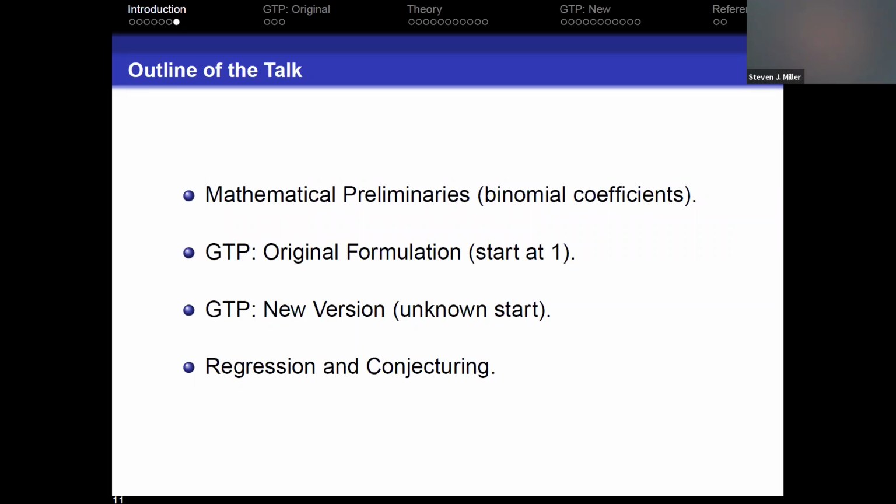So in this talk, I want to talk a little bit about some of the mathematical preliminaries. I'll move that to the theory one, which will be lecture 5. We'll talk about the original version of the German tank problem in a moment and how we can sniff out what the answer is. Talk a little bit about the new version, but not in too much detail, but if you want, I'm happy to share some theory on it. And then talk about how we can use regression to conjecture the right answer.